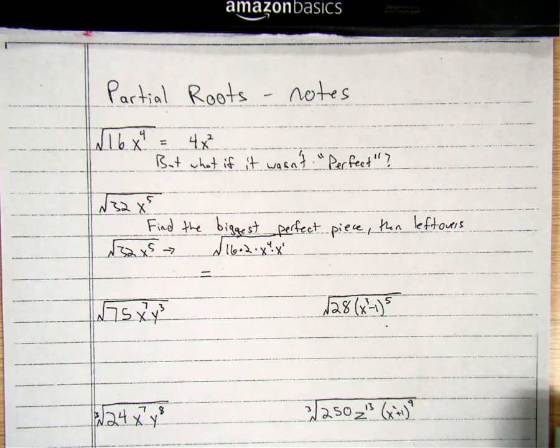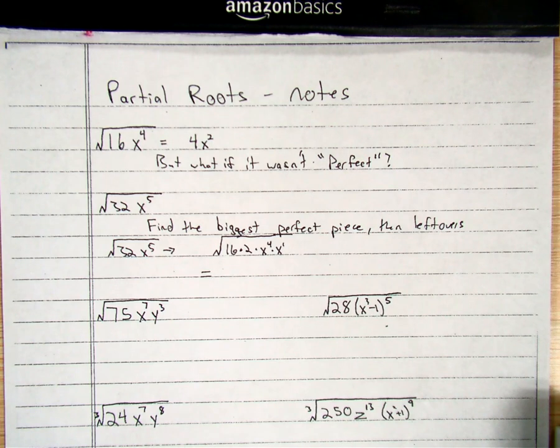What's up, Algebra 2? Here we are with partial roots. So yesterday we did nth roots, and we were reducing radicals, cube roots, fourth roots, fifth roots, and everything worked out perfect. Today we have partial roots, which means not everything's going to work out perfect. Okay?